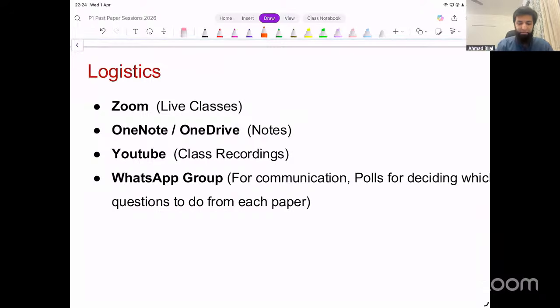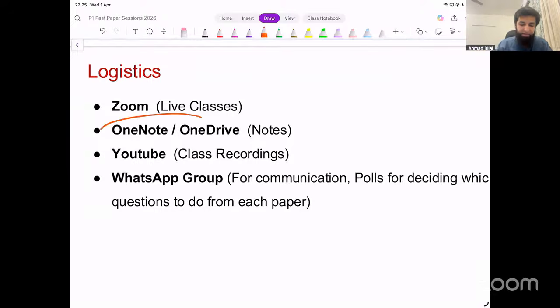The next thing is OneNote and OneDrive. Everything that we will be doing in classes, all the papers that we will be solving, you'll have access to them in notes form as well, the solved papers. For that, you need to download these two apps on your phone. These are Microsoft apps available for free. You will need an email account, download these apps, log in from the same email account on both apps, and then the links that I'll be sharing in the groups, you can access the solved past papers using those links through these apps.